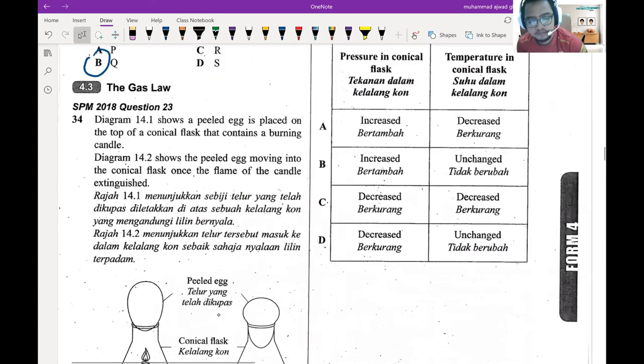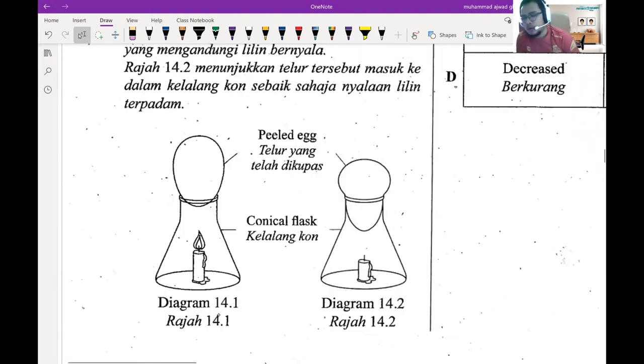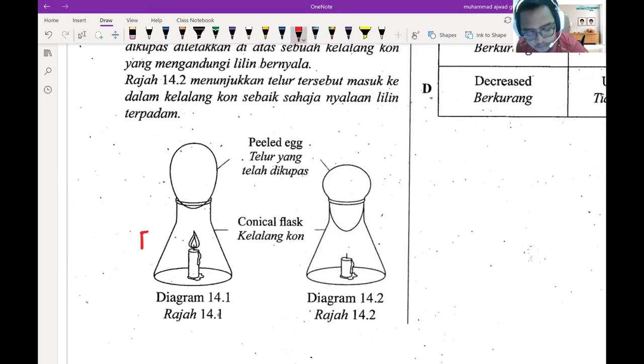Okay, next one. Diagram 14.1 show a peel egg is placed on the top of conical flask that contain a burning candle. Diagram 14.2 show a peel egg moving into the conical flask once the flame of the candle extinguish. Okay. So kat sini ada flame, confirm ada temperature. Okay, kenapa telur yang dah dikupas tu dia masuk waktu api tu dah tak ada and dia tak boleh masuk waktu ada api. So ni maksudnya ni temperature.